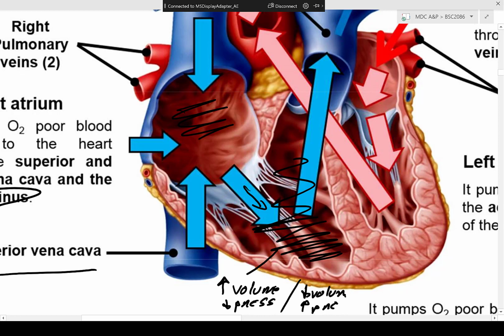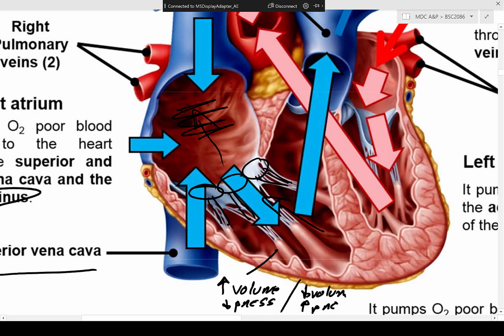When the pressure increases, don't you think that this blood is going to push up on the valve that is closed? Why doesn't the pressure open the valve up? Because the valve is attached to the chordae tendineae and the papillary muscles.